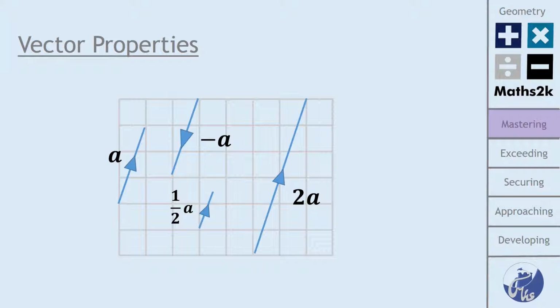In a variety of questions, you may end up having to use these properties. You'll notice that all these vectors are parallel. Even though they've changed direction or increased or decreased in magnitude, they are all still parallel to one another, and that could be an important feature when solving problems.